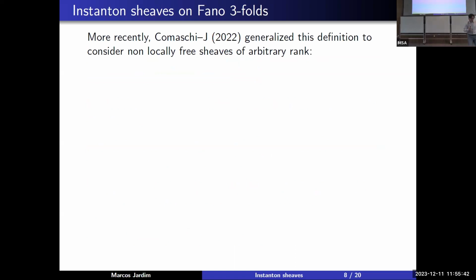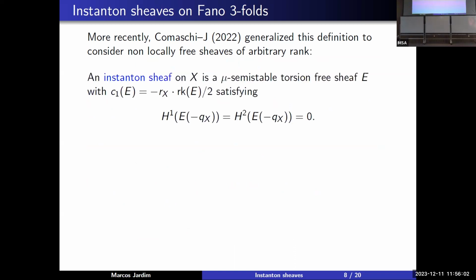Now, last year with a postdoc of mine, a guy at Comaschi, we introduced this notion of an instanton sheaf. By now, this is the non-locally free guy. So that's me, right? The guy that takes the locally free bundles and sees what happens when things degenerate. We introduced it for these Picard rank 1 threefolds, product threefolds.